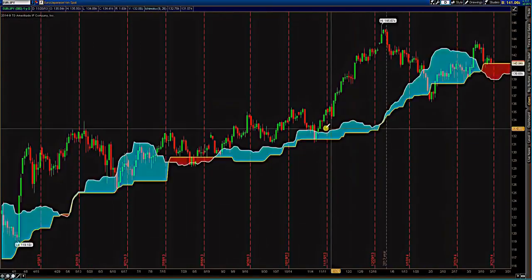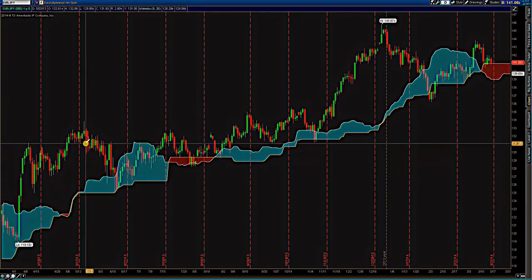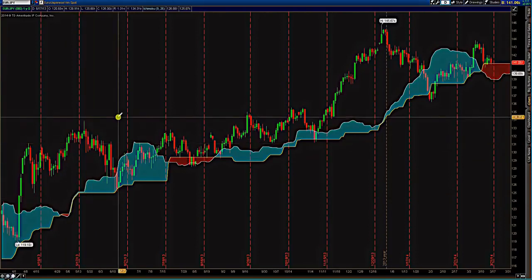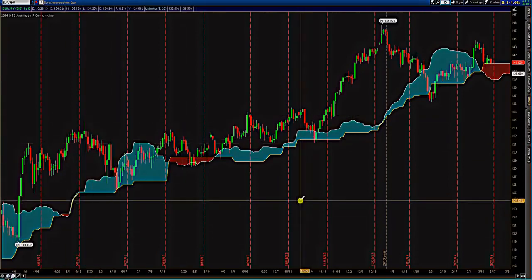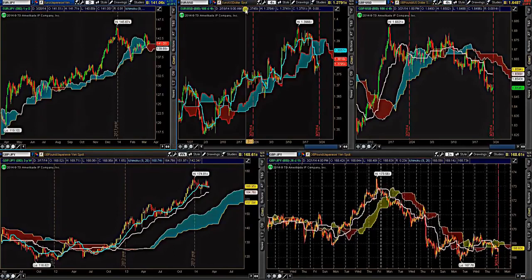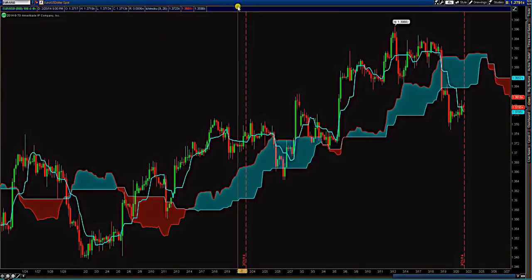So basically, I just wanted to show everybody sentiment. All right, so if price is trading above the cloud, you should be looking for longs. If price is trading below the cloud, you should be looking for shorts. Now let's go towards the Tenkan-sen.